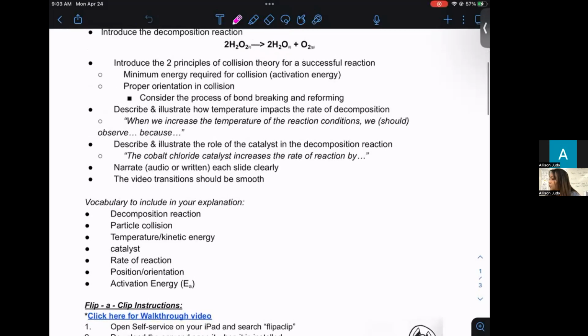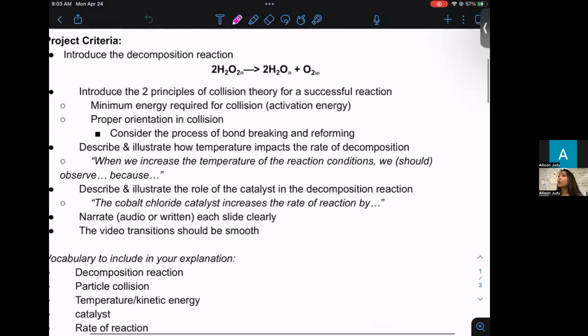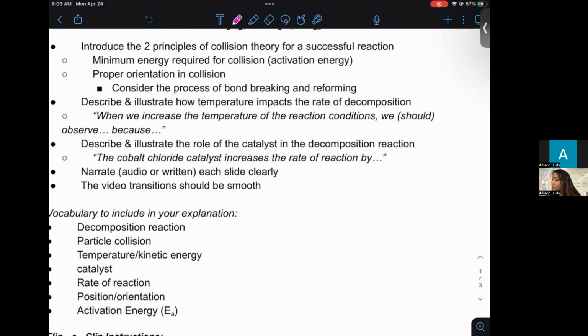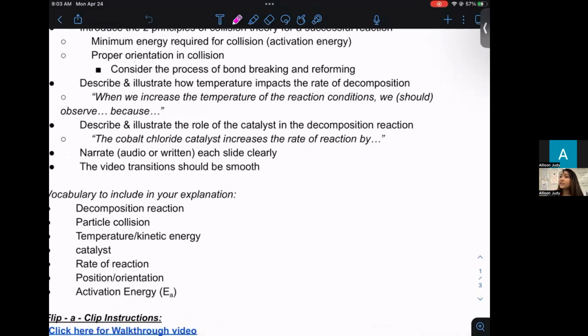Big idea is what you're going to do. And this is kind of the order it probably should go in, but it doesn't have to. I just think this makes more sense. You're going to introduce the reaction and you're going to introduce collision theory in general, the two principles. And then you're going to talk about the reaction specifically. So what's going to happen is I'm going to break the bonds of H2O2 and I'm going to make new bonds to form water and oxygen.